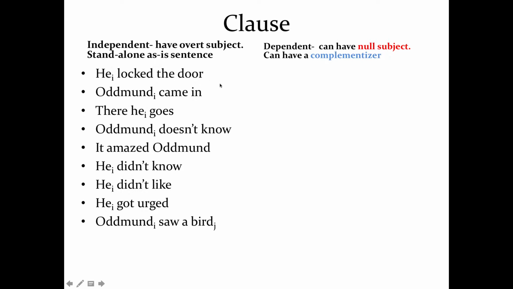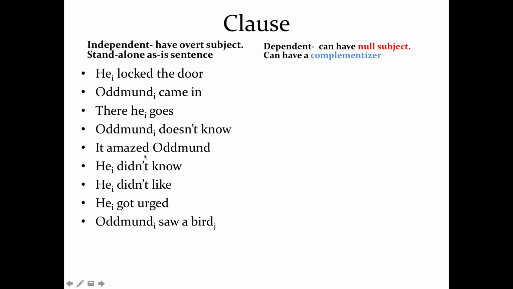So, he locked the door. He could be the same thing as Oddmund. I could say Oddmund locked the door. Oddmund came in. That seems fine. There he goes. There Oddmund goes. Oddmund doesn't know something. This seems kind of sentencey. I've got a subject, Oddmund, and a predicate.